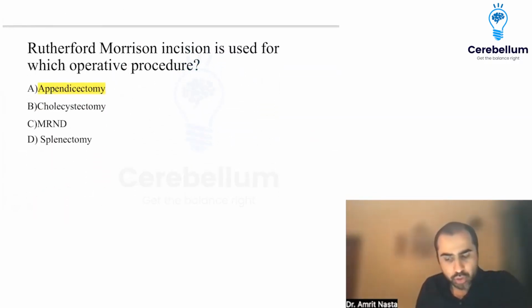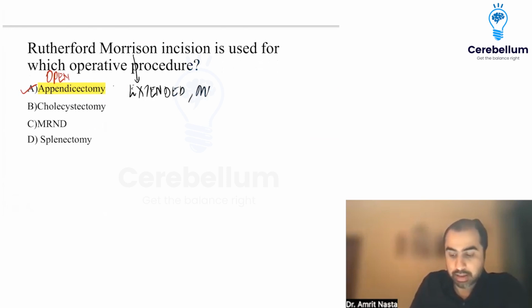Easy question. Rutherford Morrison incision is used for what? That is going to be appendectomy. Best answer is open appendectomy. What is the unique thing about this Morrison incision? What is unique about it? Extended, yes, it is extended, and it is a longer incision. It is an extended incision, and it is a muscle cutting incision.